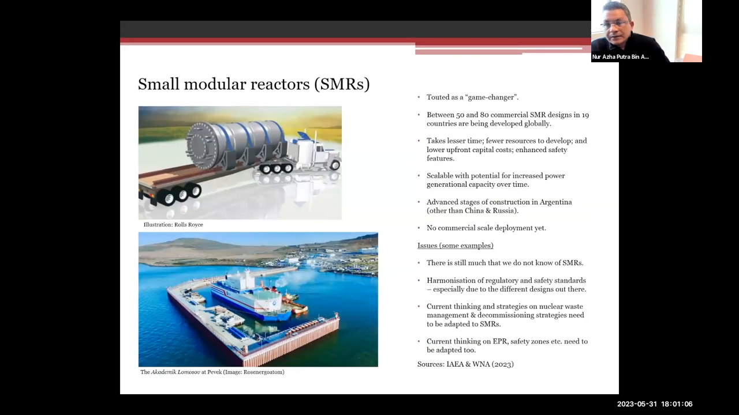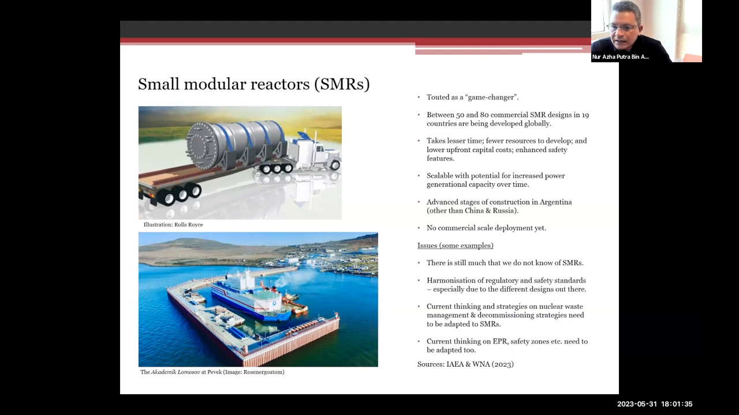Now, some of the examples of these small modular reactors, which many have started calling a game changer, right? Basically, there are about 50 to 80 commercial designs in 19 countries being developed globally. These SMRs take less time and fewer resources to develop, and have lower upfront capital costs. They also have enhanced safety features. And it's scalable, which makes it attractive because there's potential to increase capacity over time.